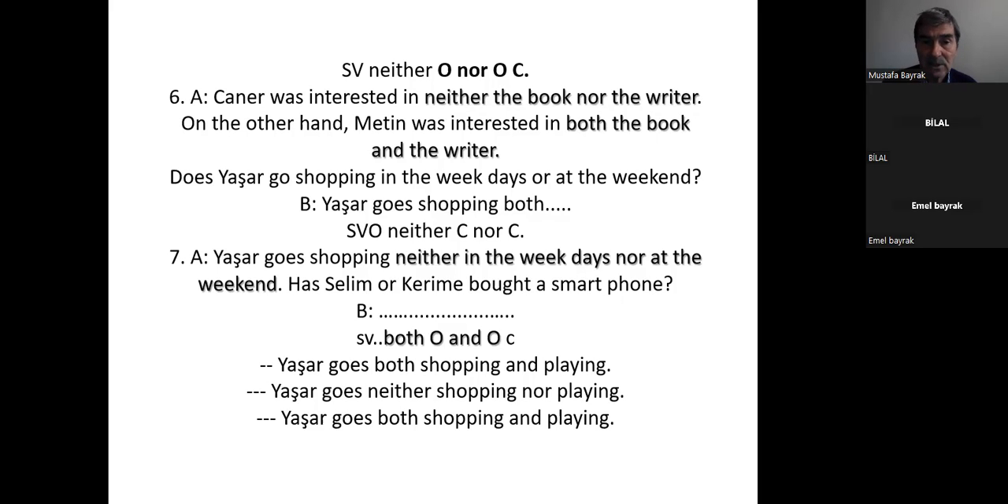So, subject verb plus both object and object again. For example, Yaşar goes both shopping and playing. Yaşar goes, this is positive. Both of them. Positive. Yaşar goes neither shopping nor playing. Neither of them. Okay? Negative. Yaşar goes neither shopping nor playing.